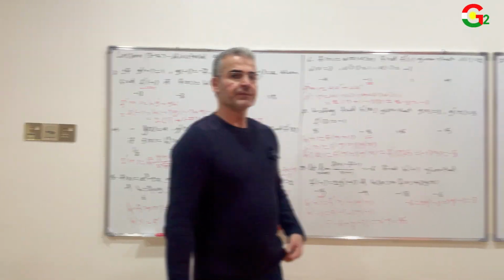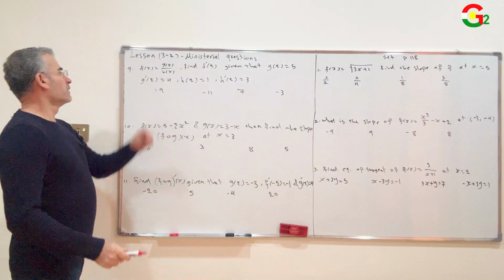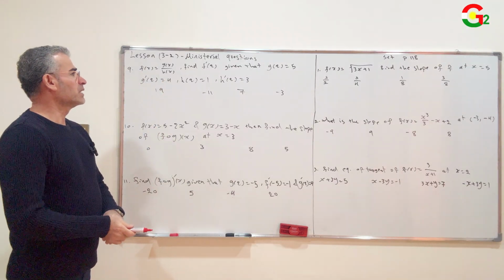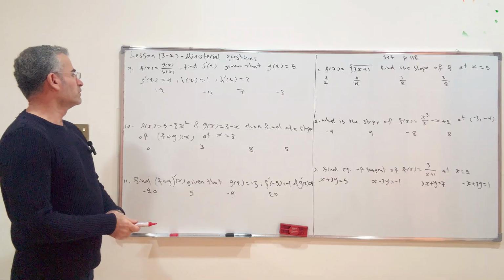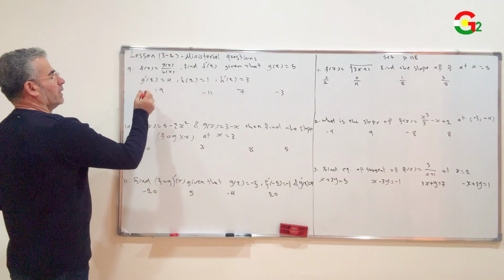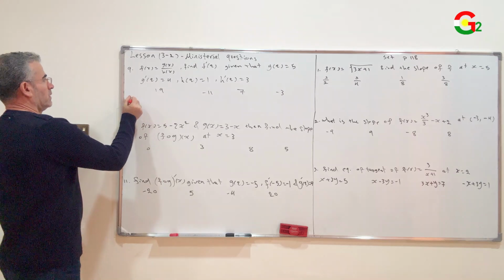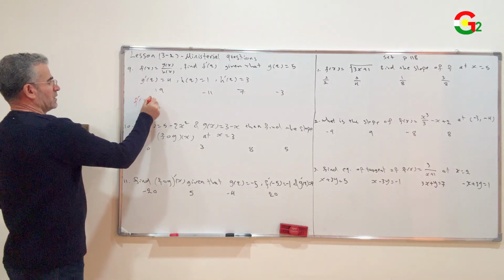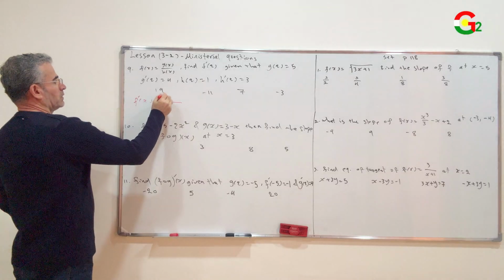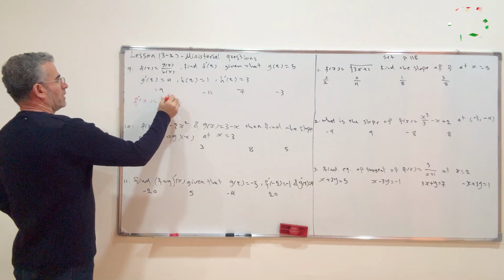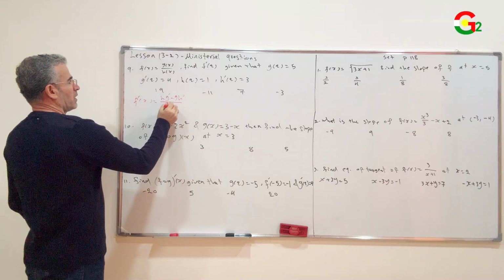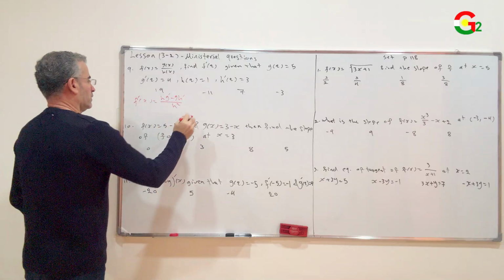Question number 9. f of x equals g over h. Find f prime of 2 given that g of 2 is 5, g prime of 2 is 4, h of 2 is 1, h prime of 2 is 3. f prime of x equals h times g prime minus g times h prime, over h squared.